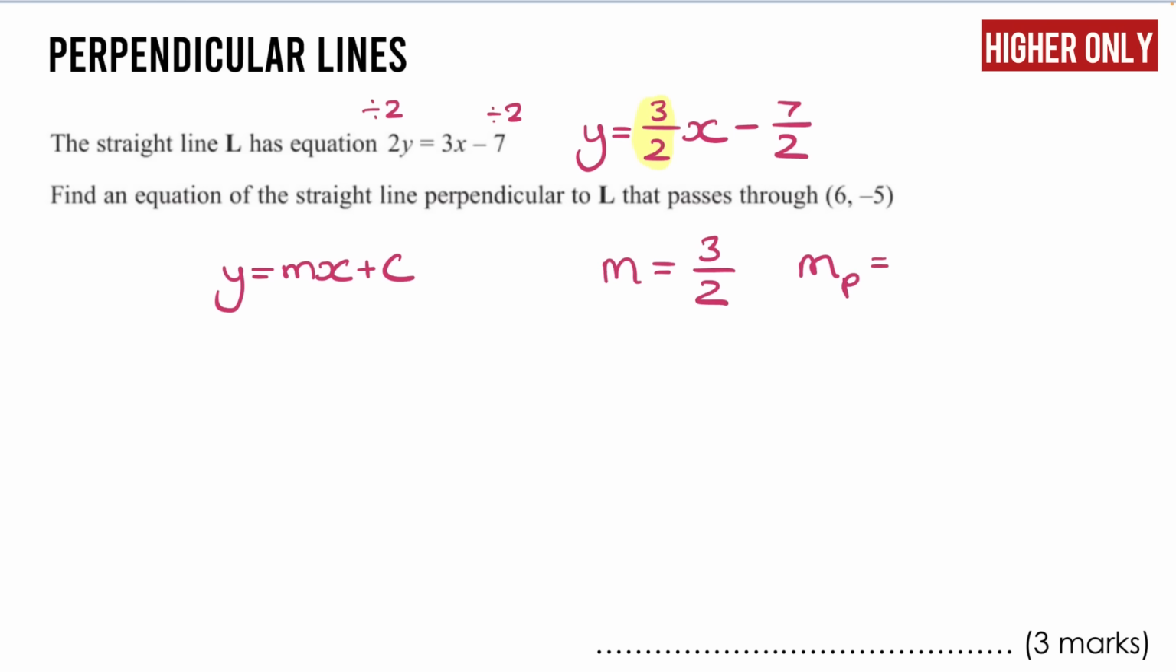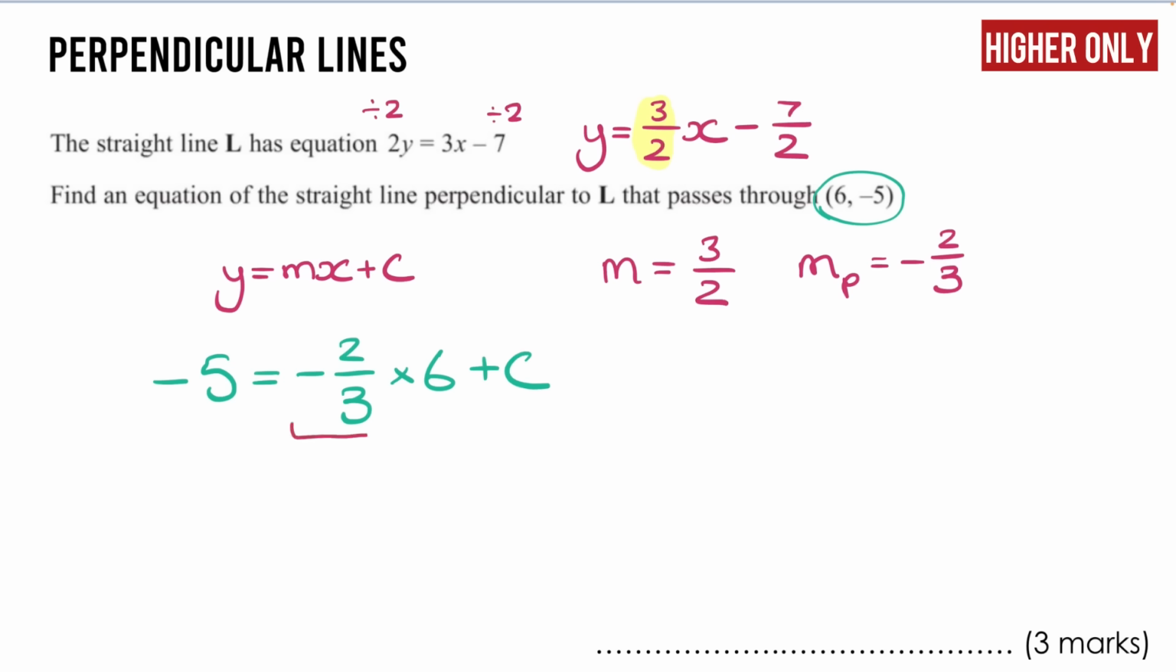So we change the sign, making it negative, and flip the fraction over, making it 2/3. From here, it's just putting all the pieces into the place that it needs to go. So for y equals mx plus c, the y value, which is given to us in our coordinate, is negative 5. That's equal to minus 2/3 multiplied by the x coordinate, which is 6, plus c.